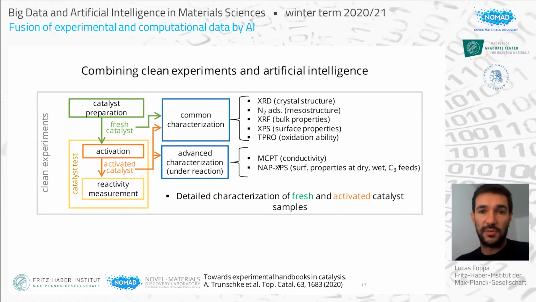XPS for surface properties. And we also use here, importantly, advanced characterization, which are techniques that measure the catalyst properties under reaction. Here we use the microwave cavity perturbation technique, which measures the conductivity of the catalyst. And importantly, we use near ambient pressure X-ray photoelectron spectroscopy, which measures the surface properties of the catalyst at different feeds. Here we use 3 feeds, which are dry, wet, or C3 rich feed. So we test the catalyst, and we characterize using all of these techniques.